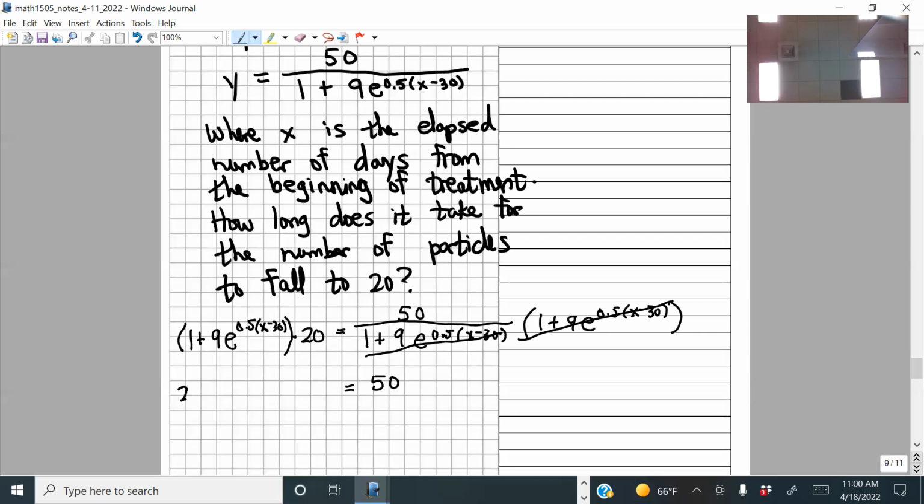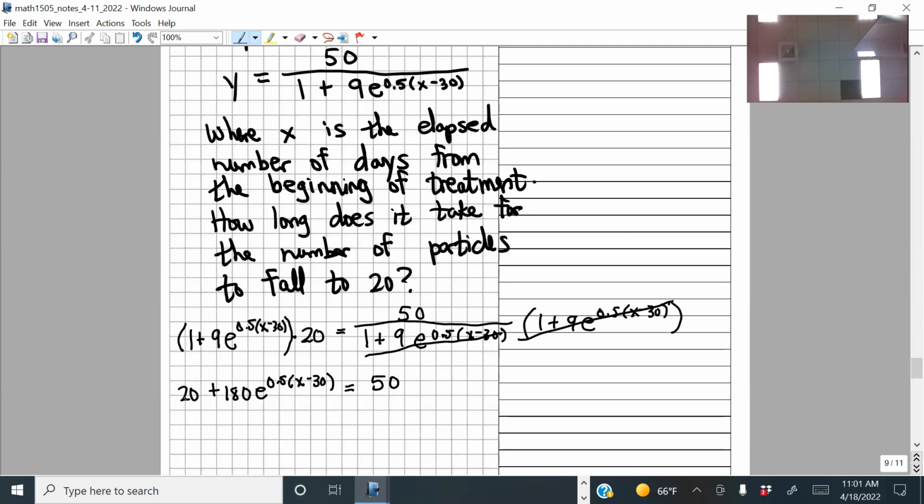On the right-hand side, we just get left with 50, right? So 20 times 1 is 20. That's not bad. And then 20 times the 9e, well, 20 times 9 is 180. So you have 180 e to the 0.5 x minus 30. Okay. So I'm getting there, but before I can apply the natural log, I need to have just e to the power equal something. So I've got to move the 20, right? And I also have to get rid of the 180.